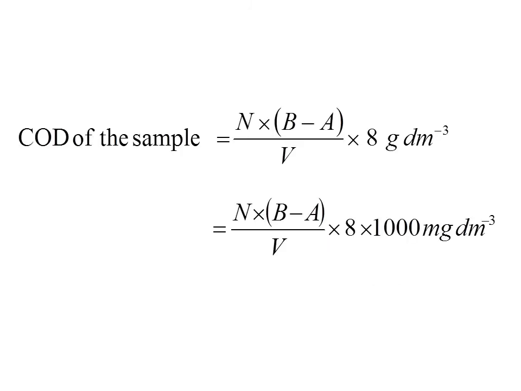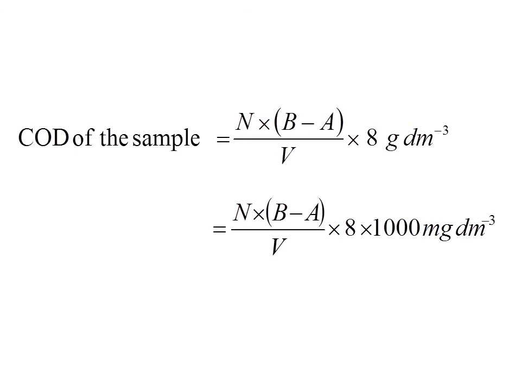If you multiply by 8, which is the equivalent weight of oxygen, you will get the chemical oxygen demand of the sample equal to N into B minus A divided by V into 8. This gives the value in grams per liter, but usually it is expressed in milligrams per liter or parts per million. Therefore, it is to be multiplied once again by 1000.